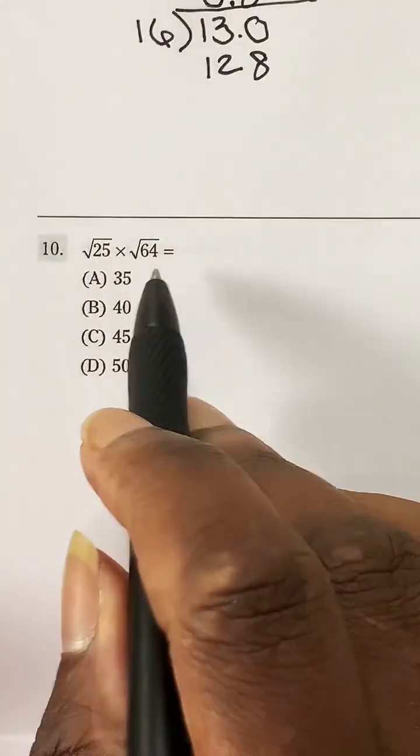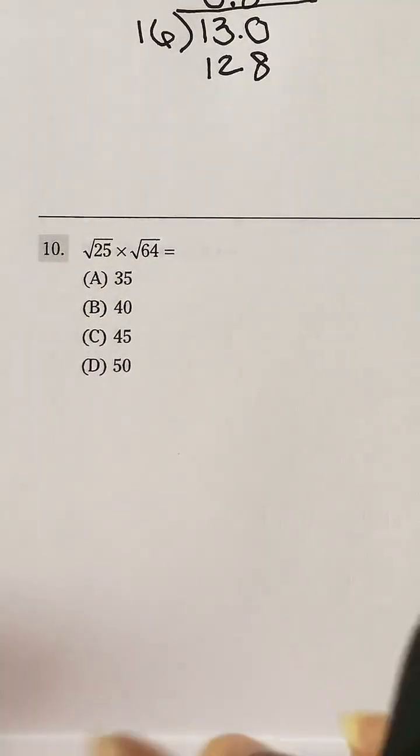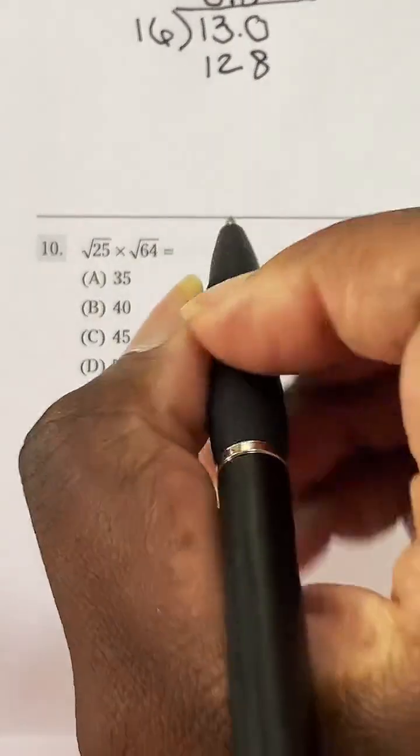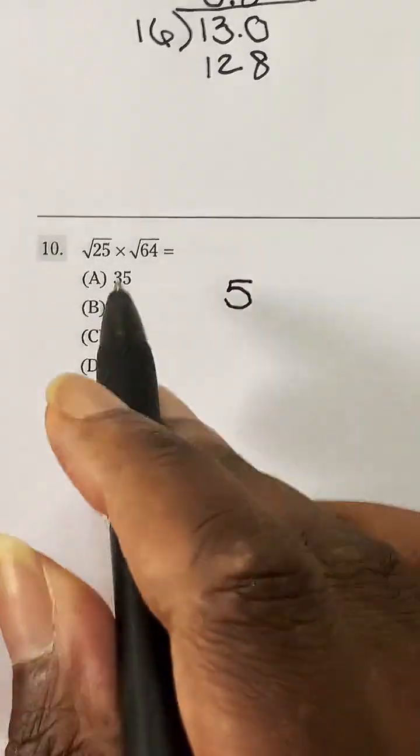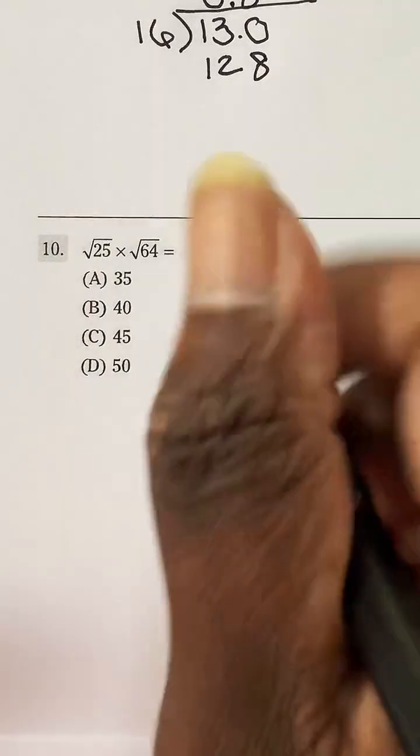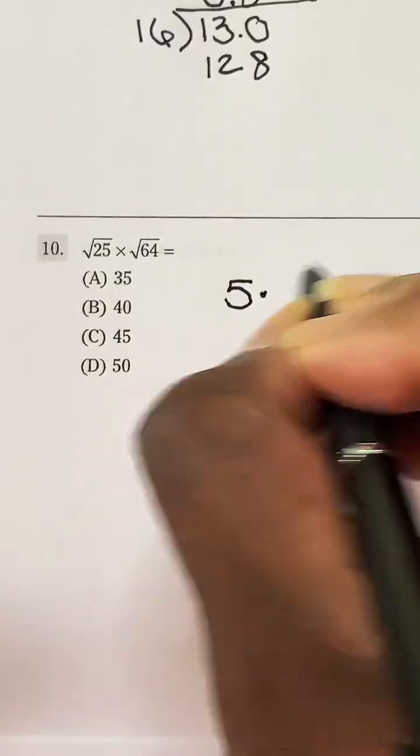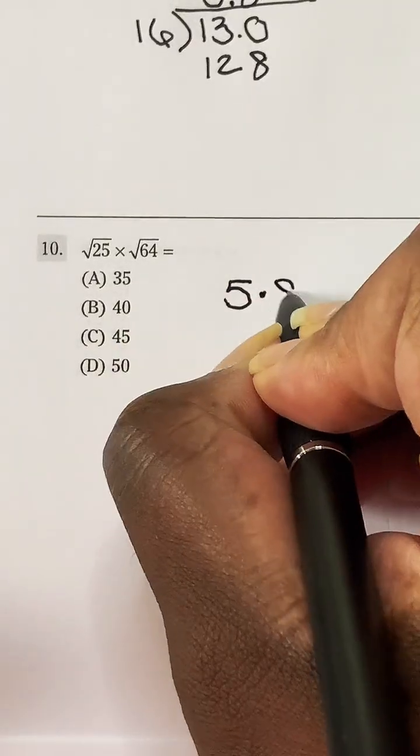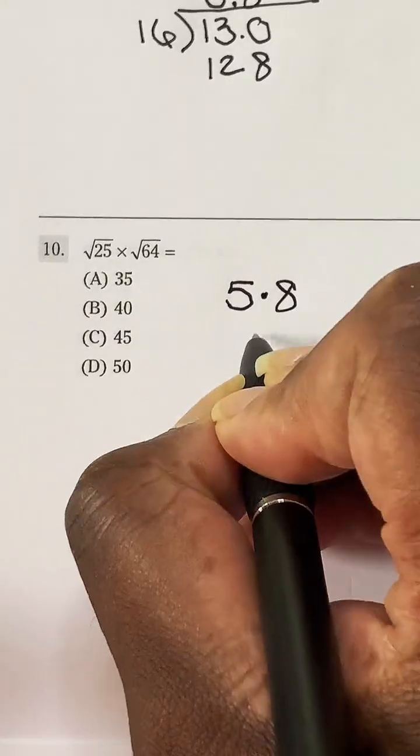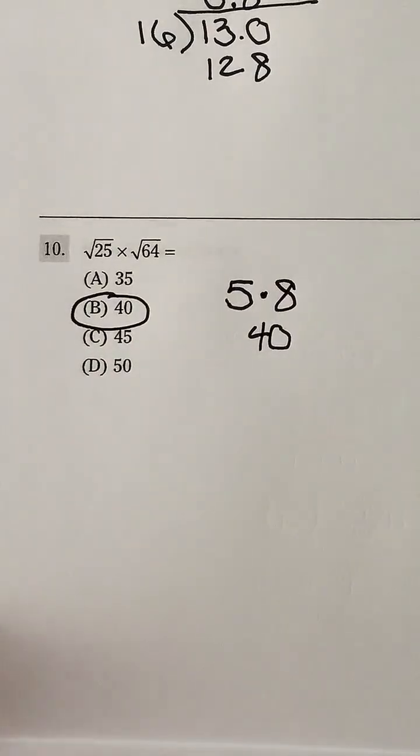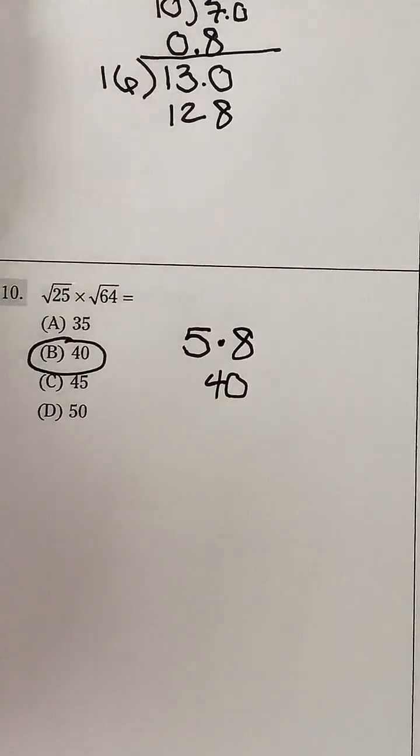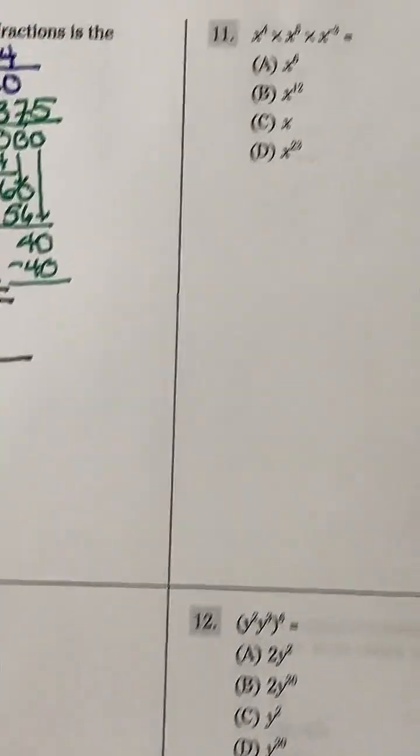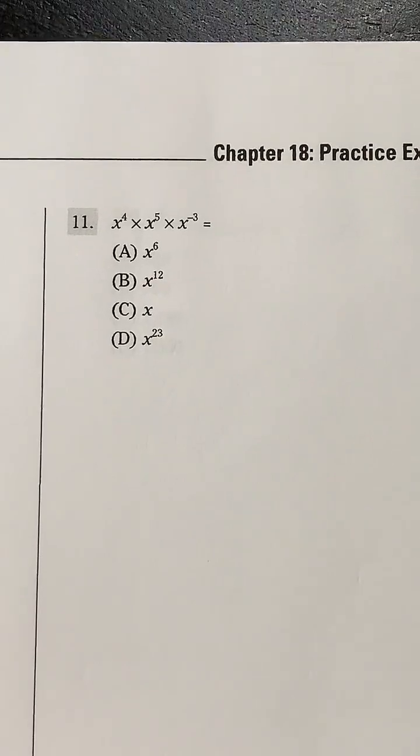Square root of 25, square root of 64. Both of them are perfect square roots. So the square root of 25 gives me exactly 5. And we're not looking at positives and negatives, I get you, but we're not doing that here. Times the square root of 64, which is 8. 5 times 8 gives me 40, and my answer is 40. You're probably saying to yourself, it just felt too easy. So I figured, nope. If you're thinking 45, that's 5 times 9.